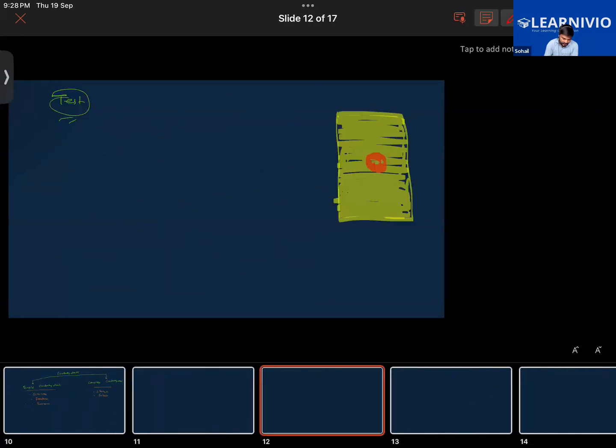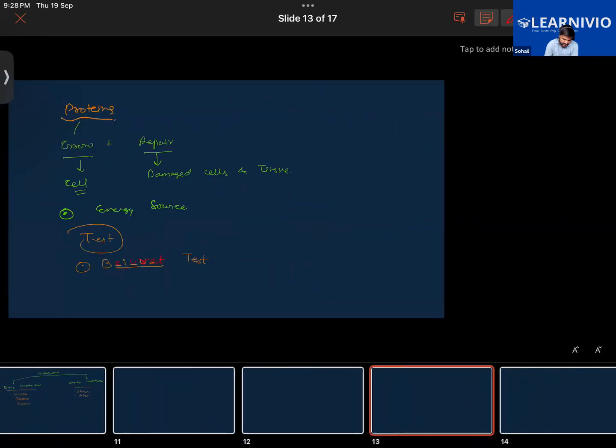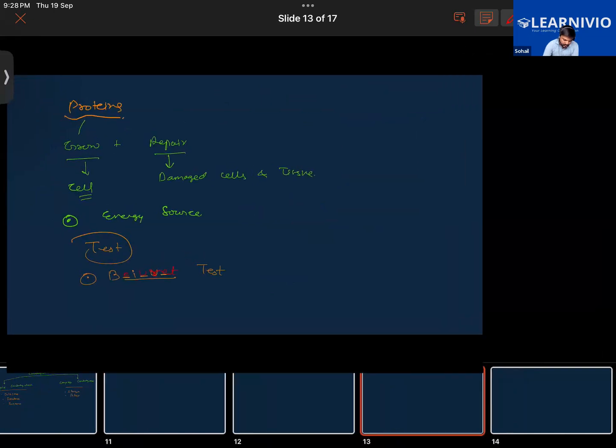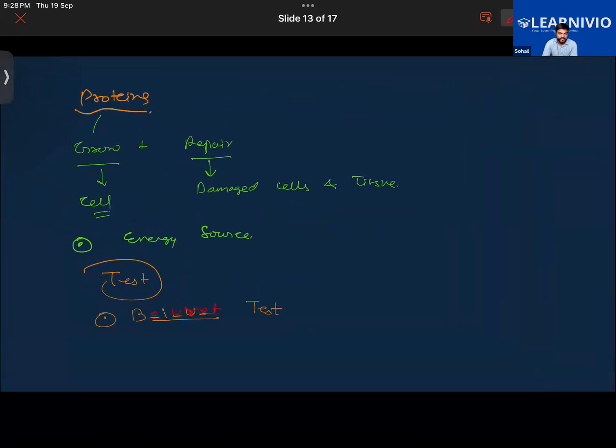Okay. So we did learn about protein as well: a few basic things about protein, what is its role, and how we check for its presence. Then, talking about vitamins and minerals.